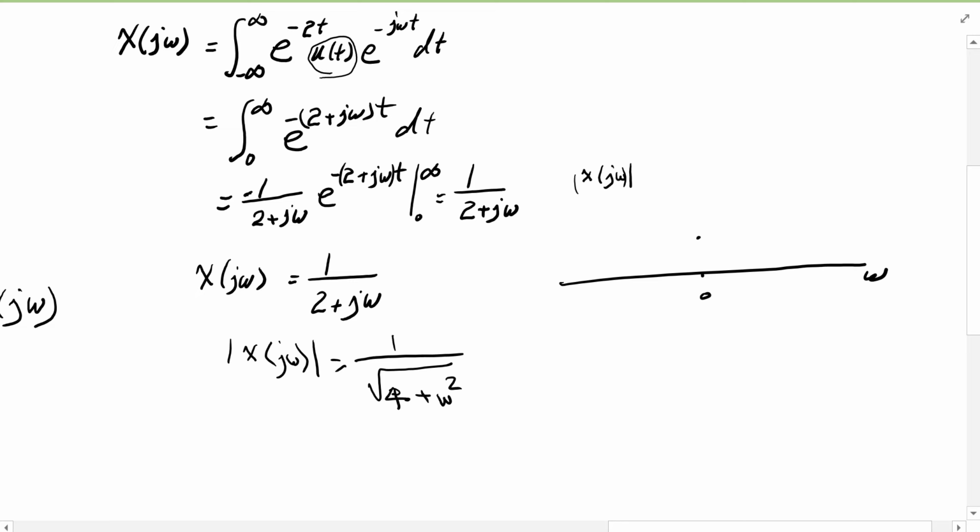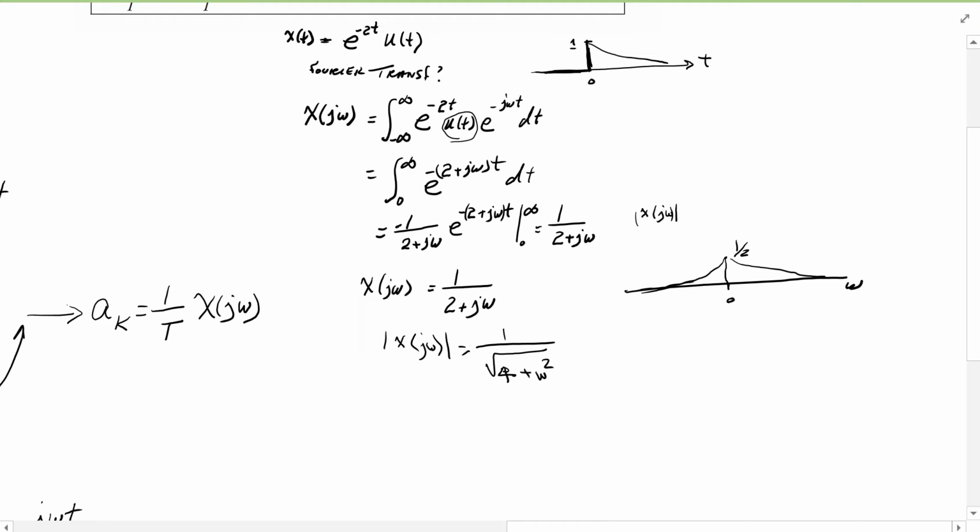So what's going to happen is the biggest value is going to be 1/2, and after that it's just going to go down, actually never reaching 0, right? It's just going to asymptote to 0 on both sides. So my time domain signal that looks like that in the frequency domain looks like that. What does that mean? At DC it's going to be 1/2, and it's going to reduce as you go up in frequency.